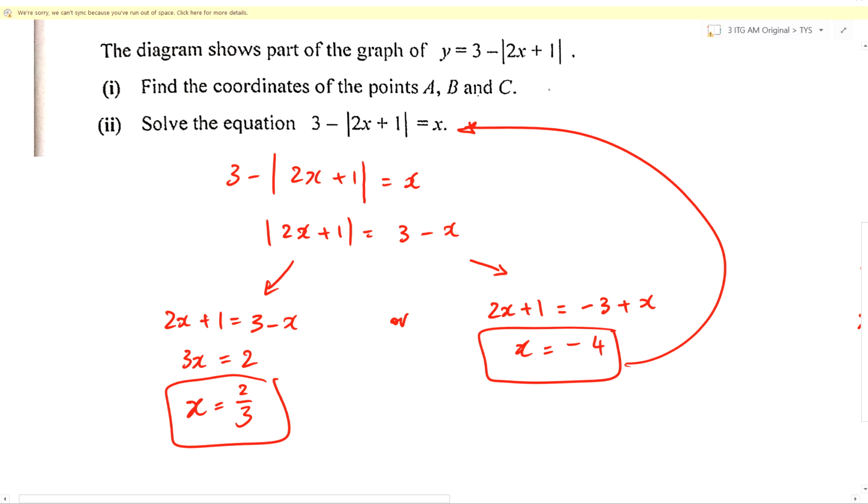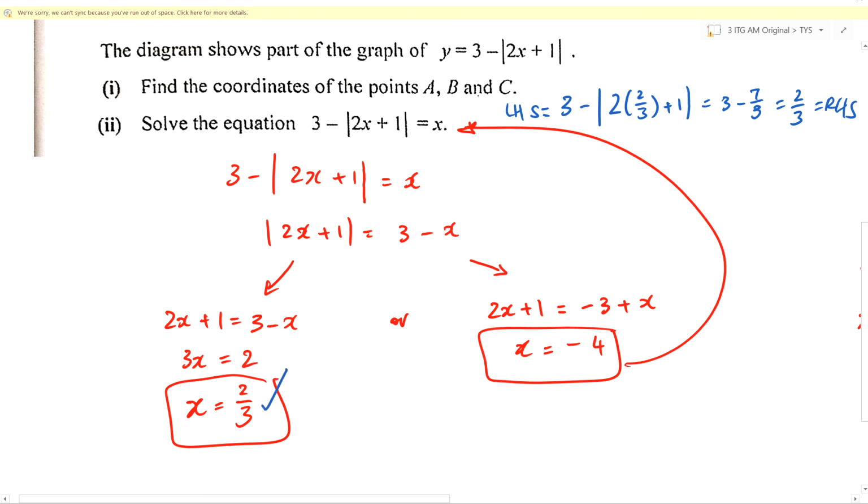Substitute x equals 2 over 3. So 3 minus 2 times 2 over 3 plus 1. This is the left hand side. It is 3 minus 4 over 3 plus 1, which is 7 over 3. 3 minus... and we get 2 over 3, which is equal to the right hand side. Okay, so I know that this is definitely acceptable.